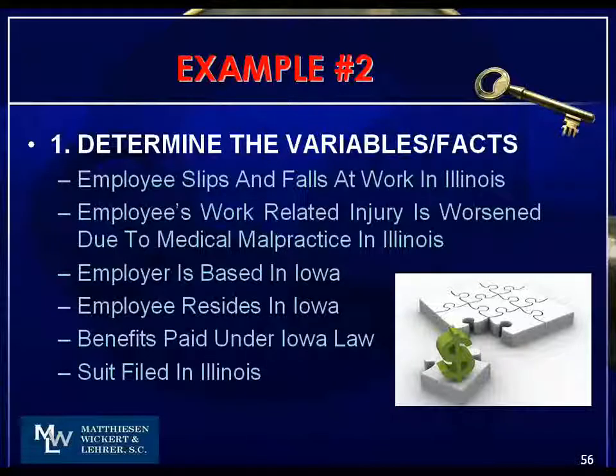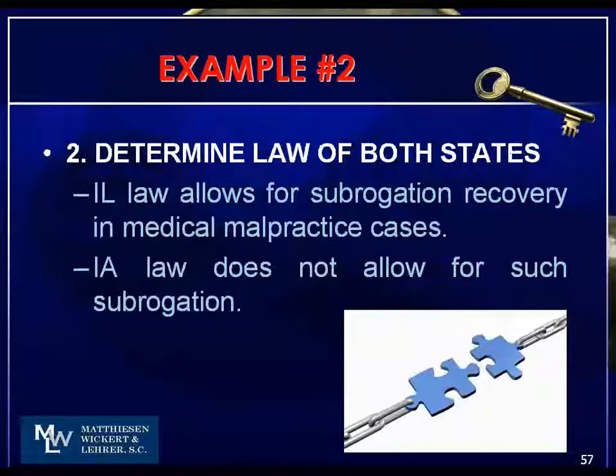Example 2: an employee slips and falls at work in Illinois. The employee's work-related injury is worsened due to medical malpractice in Illinois, but the employer is based in Iowa. The employee resides in Iowa. Benefits are paid under Iowa law. The suit is filed in Illinois. So we have an Illinois suit, Iowa benefits. Let's go through the examination.